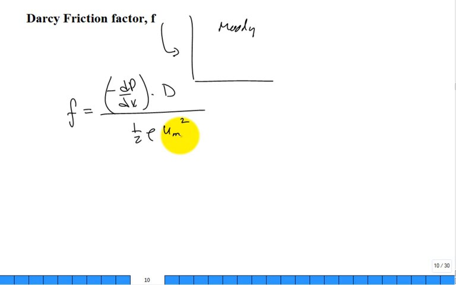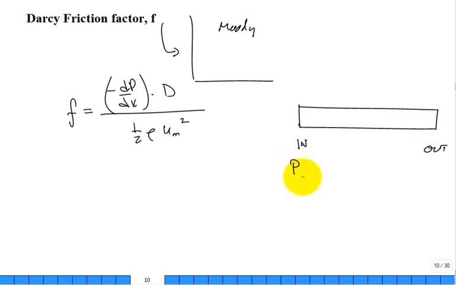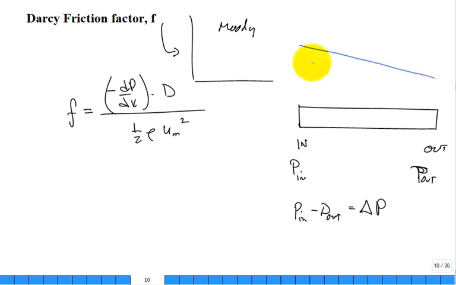So if you have a pipe like this, and this is the inlet, and that's the outlet, and you have the pressure in and the pressure out, okay? The pressure out's lower, and so the pressure in minus the pressure out is the pressure drop. And often people want to calculate that pressure drop. Well, think about it. Here's your pressure as a function of location x. It goes from 0 to L, the length of the pipe.